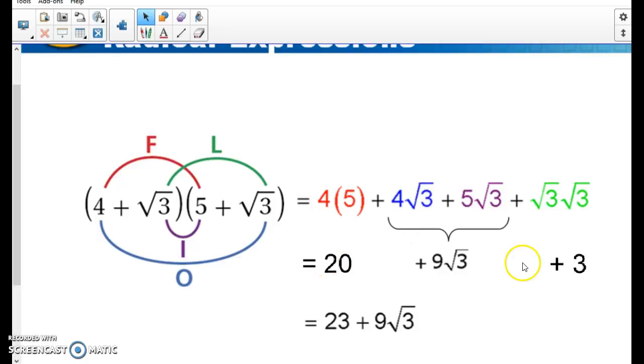So then I have those terms I can combine. So there's my 4 root 3 and my 5 root 3, which gives me my 9 root 3. There's my 20 and my 3, which gives me a 23. And I can't combine those anymore, so I'm left with 23 plus 9 root 3.